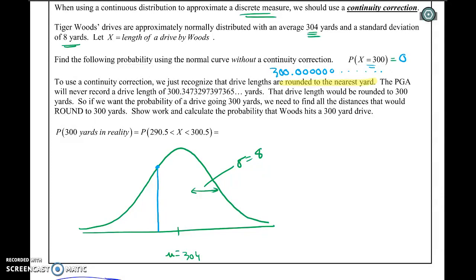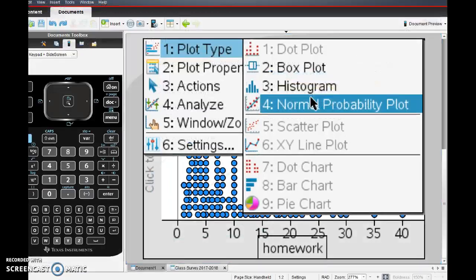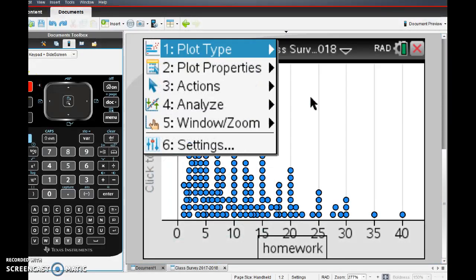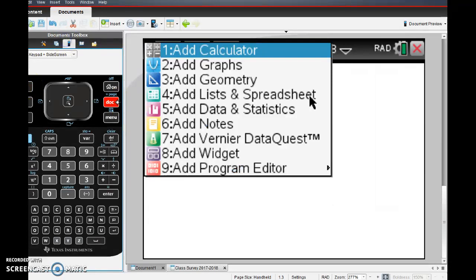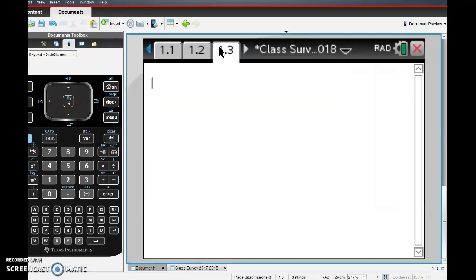So basically, a drive would be counted as 300 yards as long as it's bigger than 299.5 and smaller than 300.5. So basically, all of the drives from 299.5 to 300.5, all of these would round to 300 and therefore be recorded as 300. It's basically a correction for using a continuous distribution to model something that people measure discretely.